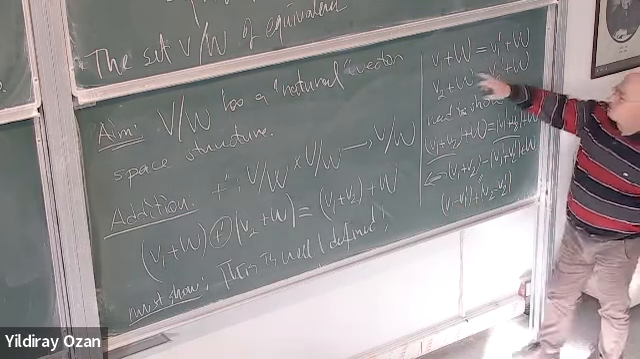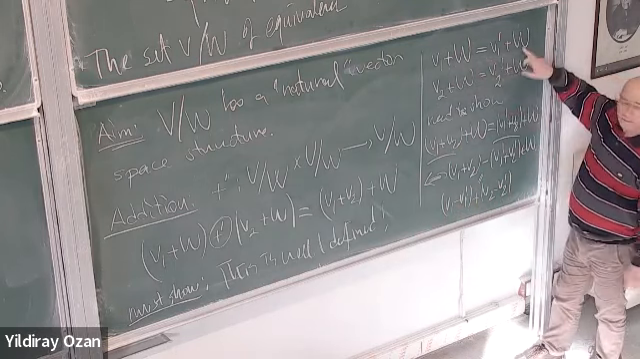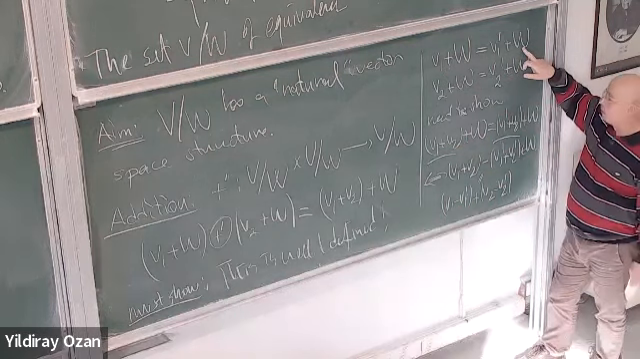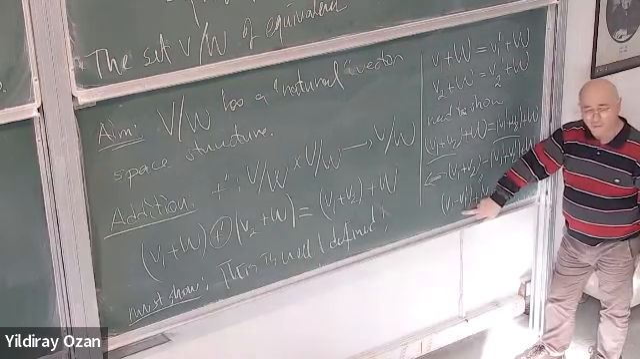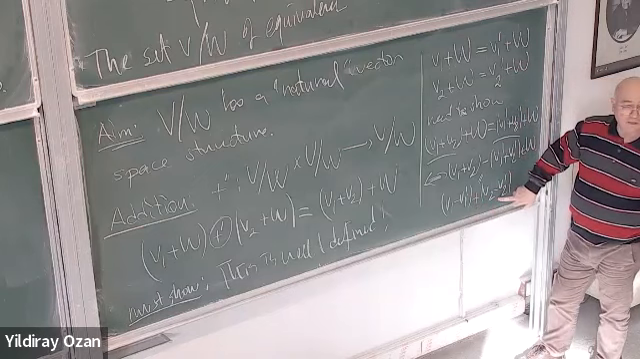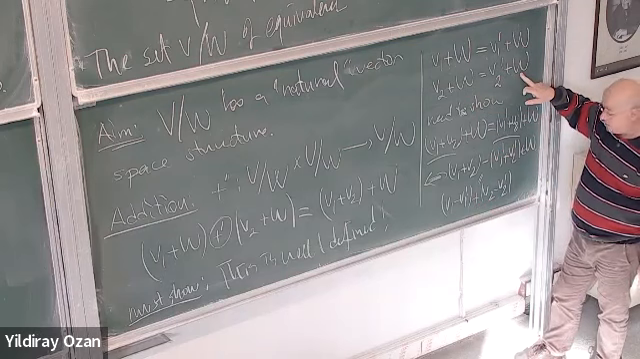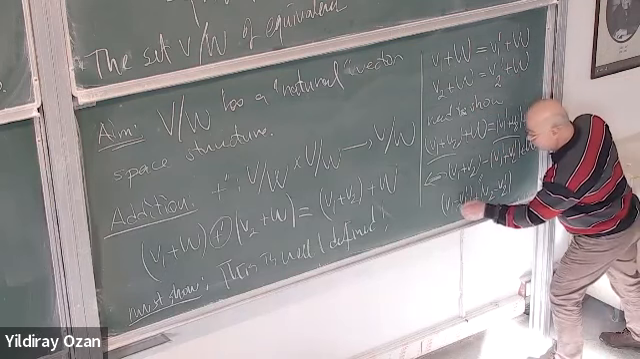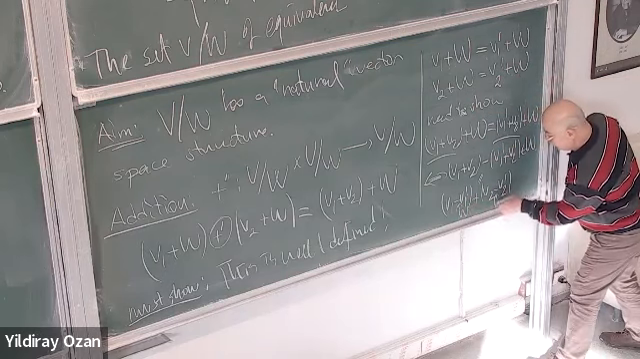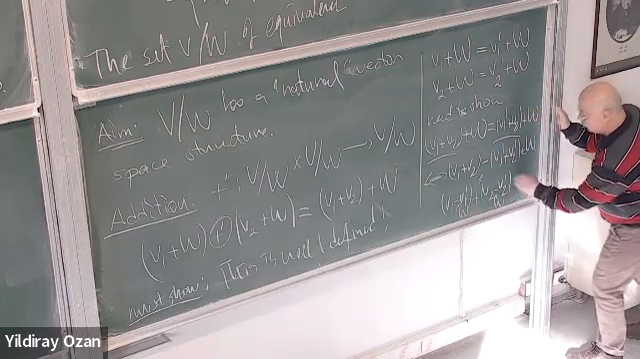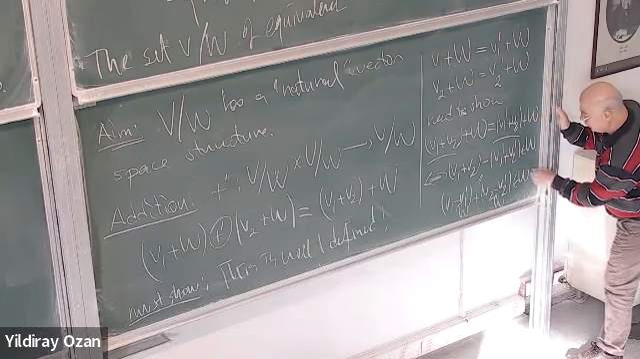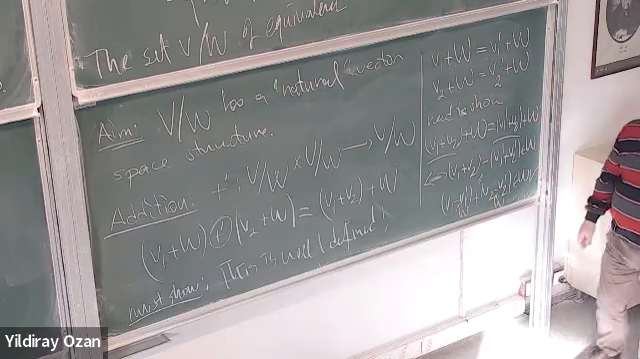Ama V1 and V1 prime are in the same equivalence class. Therefore, this is in W. This is also in W because they represent the same equivalence class. So this is in W. This is in W. Therefore, the sum is in W. Therefore, this is well defined.